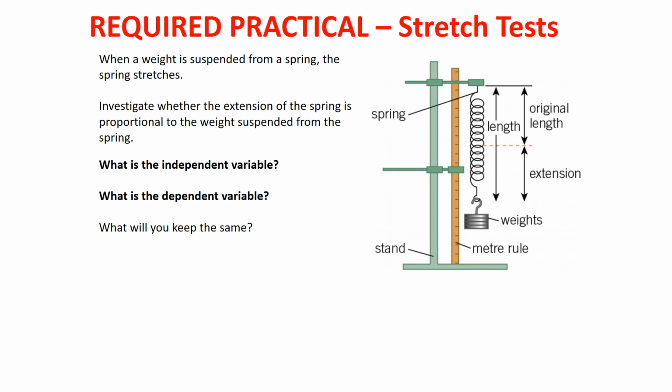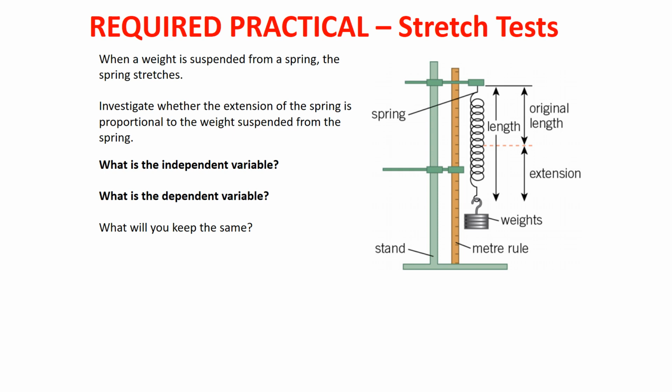And what we need to think about is, what is our independent variable and what is our dependent variable, and what will you keep the same? Now, ideally, things that we keep the same are called our control variables, and we would use the same spring throughout. That's really important because the spring has a constant, and therefore we need to make sure that we're using the same spring. If you swap springs halfway through, it would stretch different amounts.